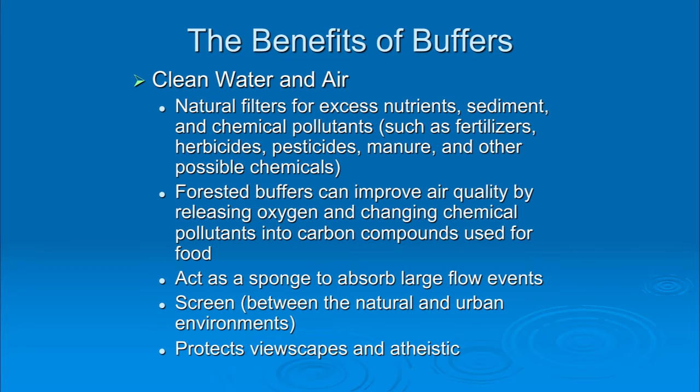Forested buffers can improve air quality by releasing oxygen and changing chemical pollutants into carbon compounds used for food. They act as a sponge, not unlike wetlands, although buffers aren't as efficient as wetlands, but still they act like a sponge to absorb large flow events. So during flooding events, that's why the best use of land right next to the stream is a park or something, because forested buffers and wetlands are really great at absorbing that flow and that energy from large storm events. They act as a natural screen between the natural and urban environments, and they can protect viewscapes and aesthetics.